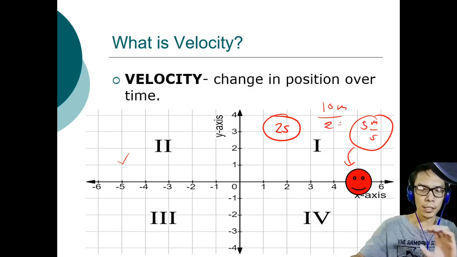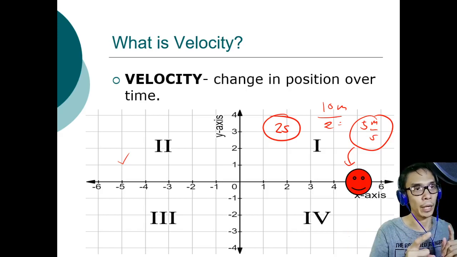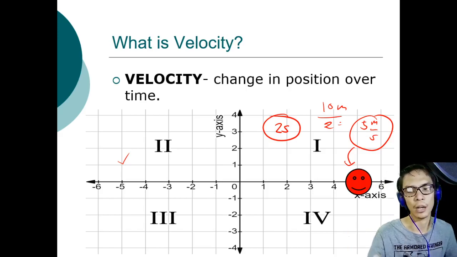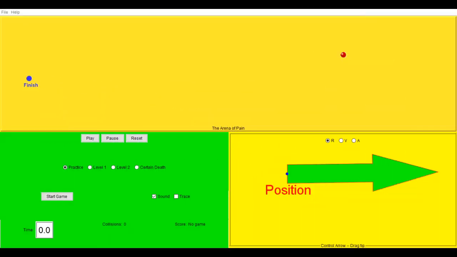Alright, so let's go back to our simulation and try to visualize velocity. Let's reset first, and click this velocity. As you can see, let's first take a look at the description of the velocity. If there is no arrow, then the object is stationary.